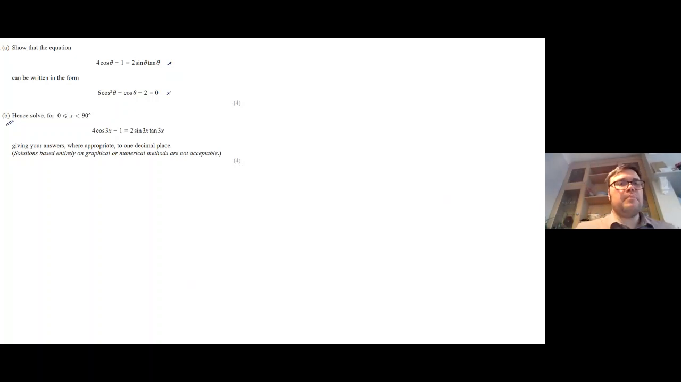So 4 cos theta minus 1 is equal to 2 sine theta tan theta. There's only 2 bits of information that you know. First one is that tan is equal to sine over cos, and anything involving cos squared plus sine squared is equal to 1. There's no sine squareds or cos squareds there. I've got a tan. So I would then write this as 4 cos theta minus 1 equals 2 sine theta times sine theta over cos theta. By writing that identity down, you've probably gained 1 mark.